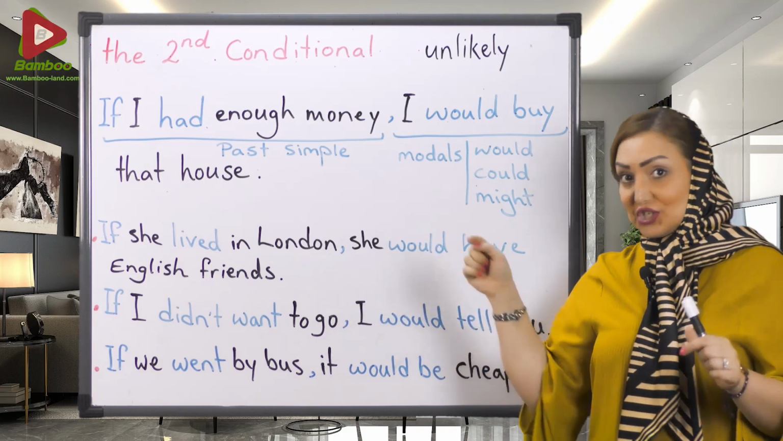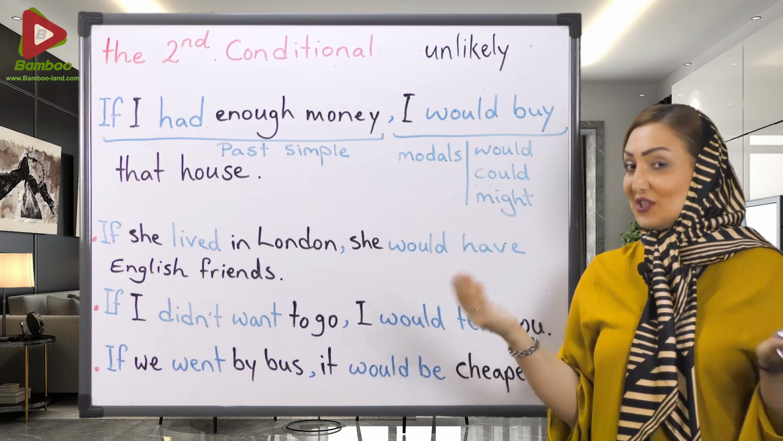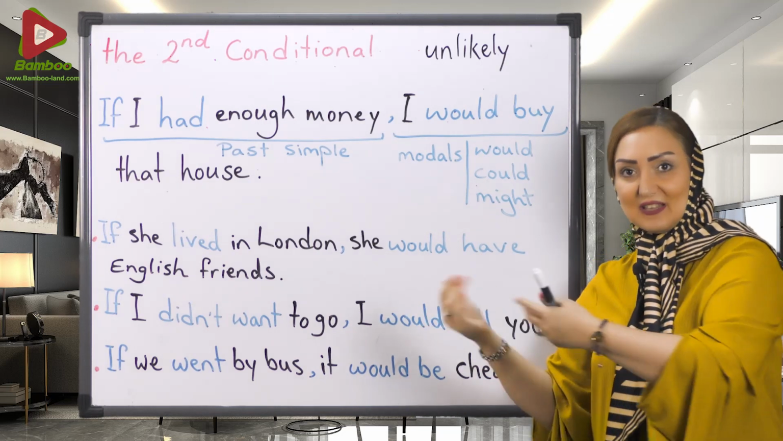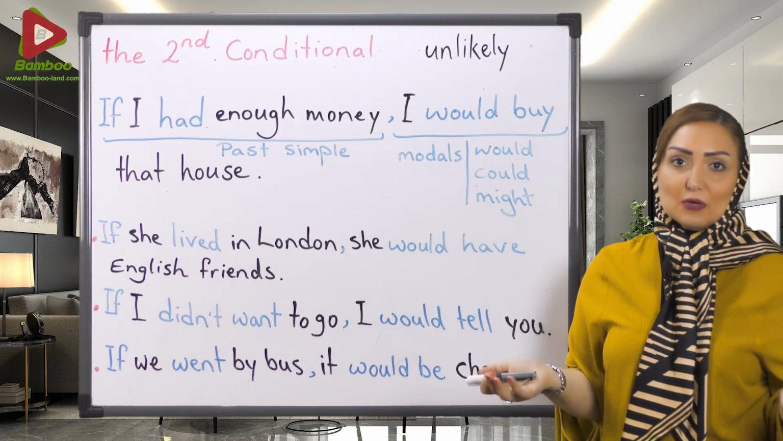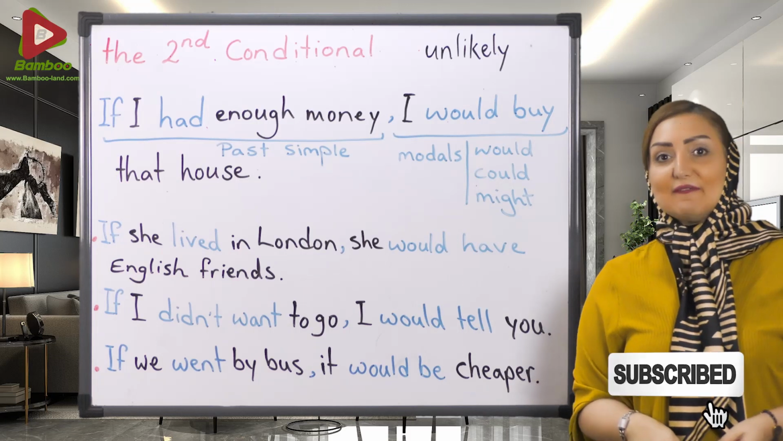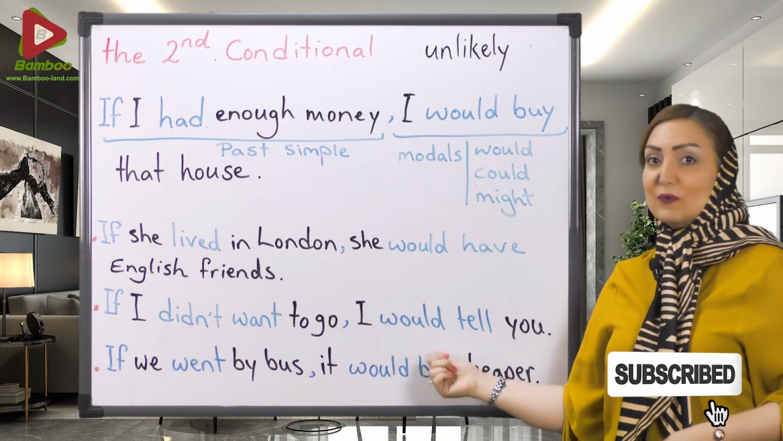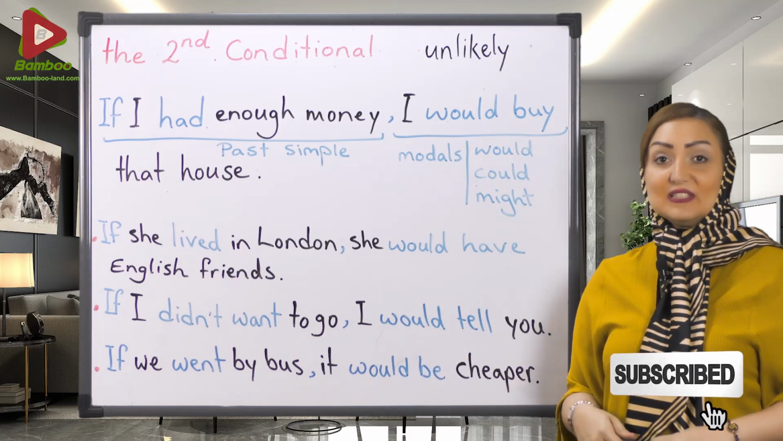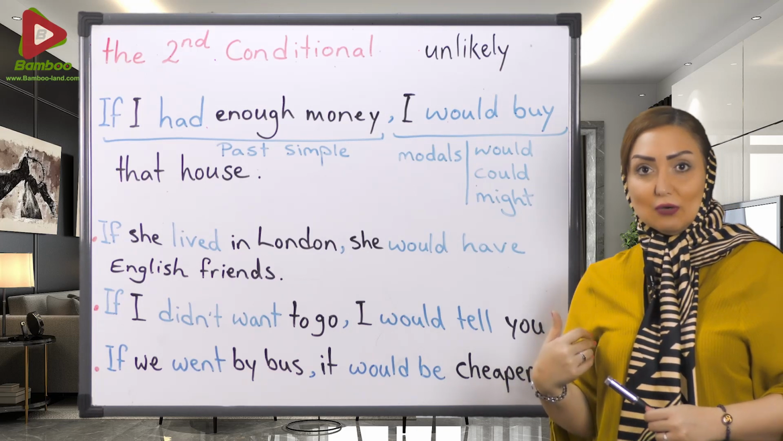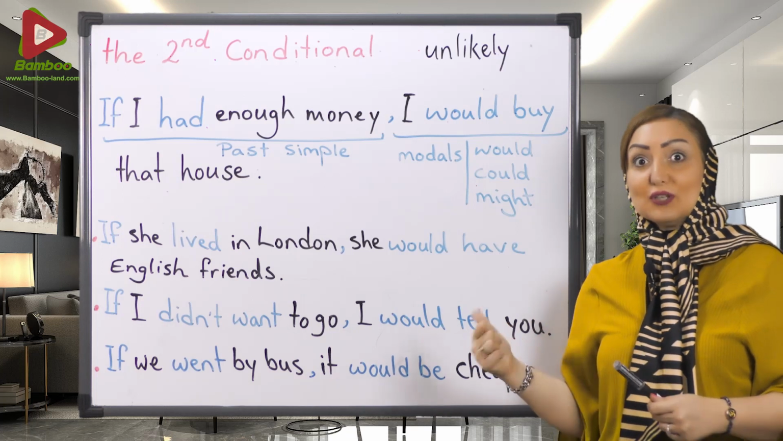Does she live in London now? No, she doesn't. Does she have English friends or will she have English friends? No, she won't because she doesn't live in London. Next one. If I didn't want to go, I would tell you. Do I want to go? Yes, I want to go, so I don't tell you.